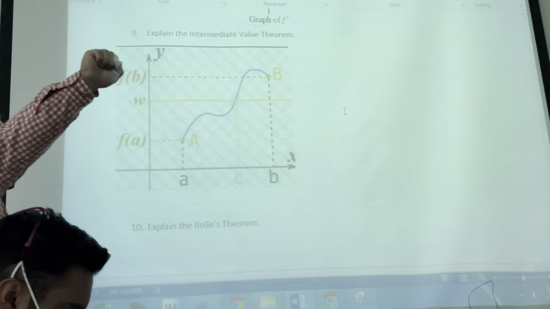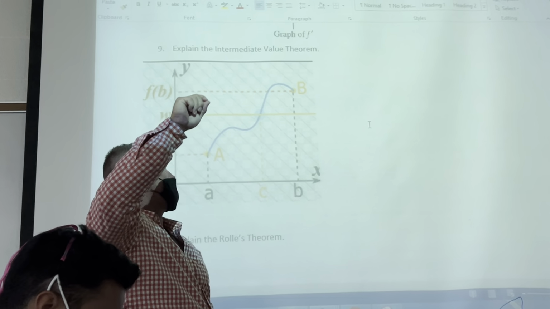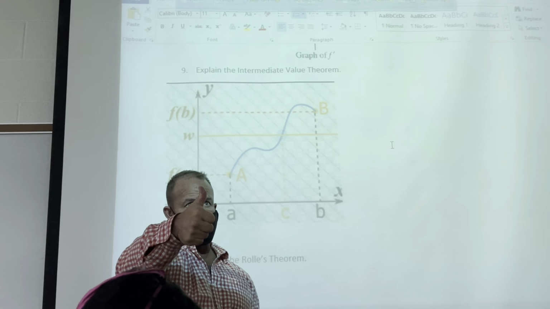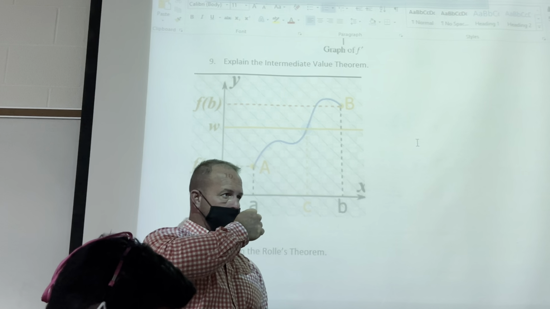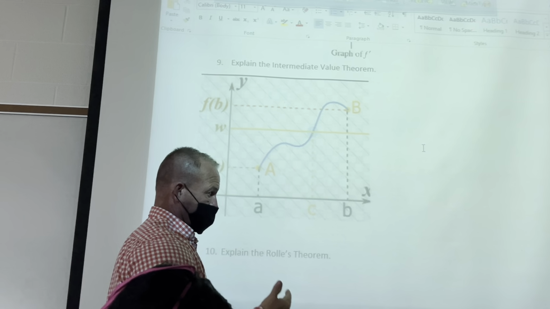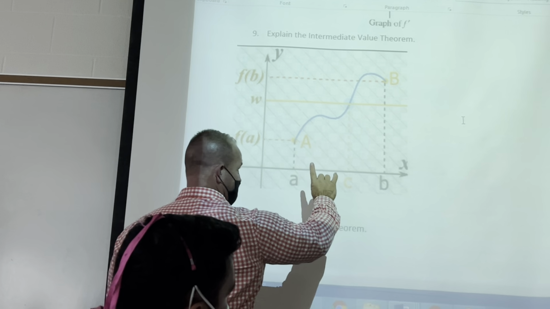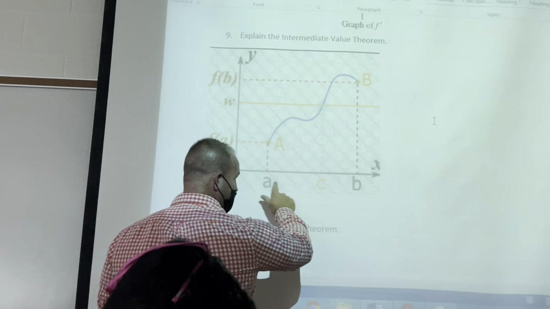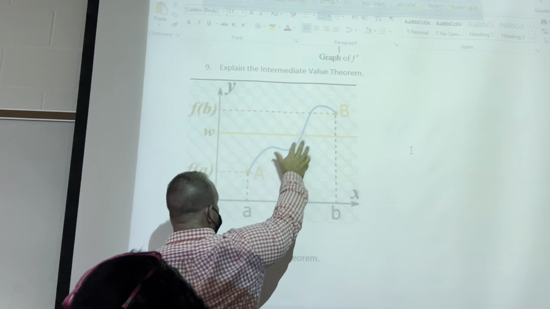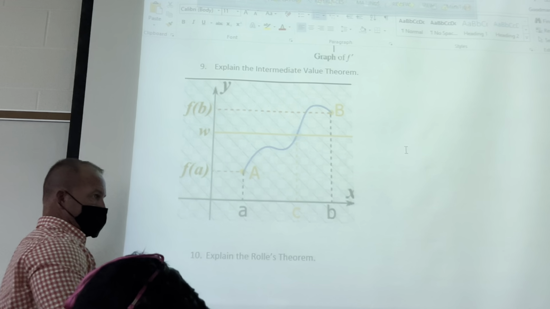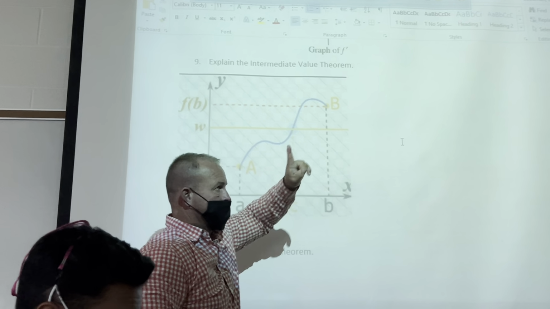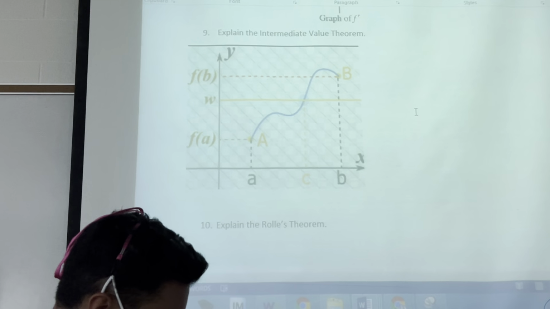Okay? I'm going to skip to number 9. I'd ask you tomorrow the conditions that have to be met for the intermediate value theorem. It has to be continuous over the interval. I don't care if it's open or closed. And then also, if it's continuous over the interval from, in this case, A to B, there exists at least one place in between A and B such that f of C is in between f of A and f of B. At least one time. That's all it says.